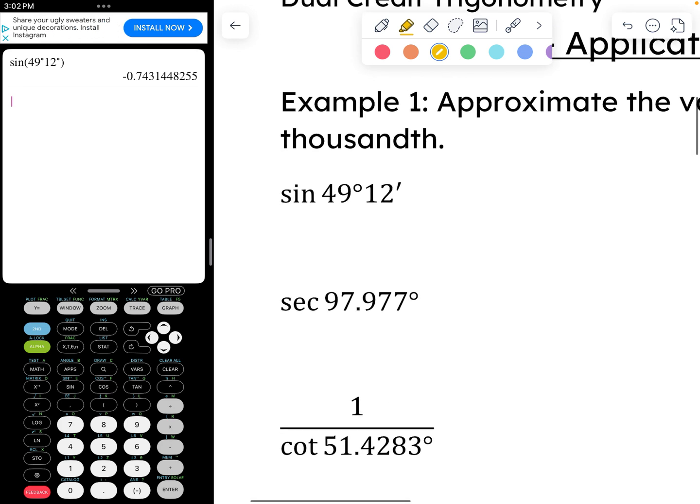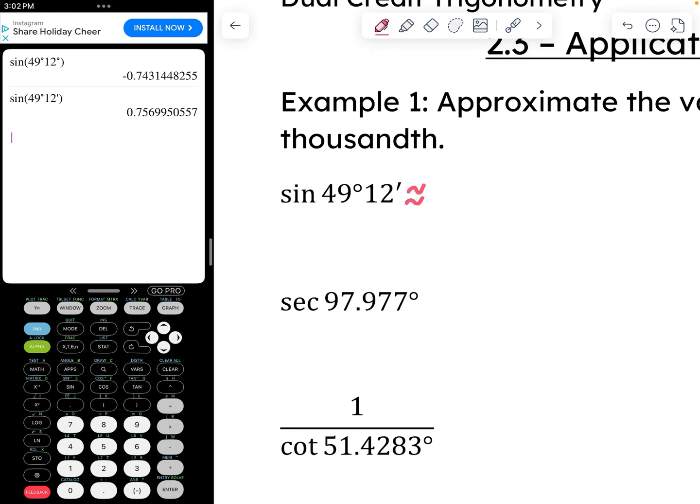So when I type this in, the sine of 49 degrees and 12, oh, I put in two degree signs. Let's try that again. Instead of a degree sign right here, let's try the actual minutes sign. There we go. 49 degrees and 12 minutes should give you approximately 0.757. Round to 0.757. And make sure you type it in correctly. Do better than I did.